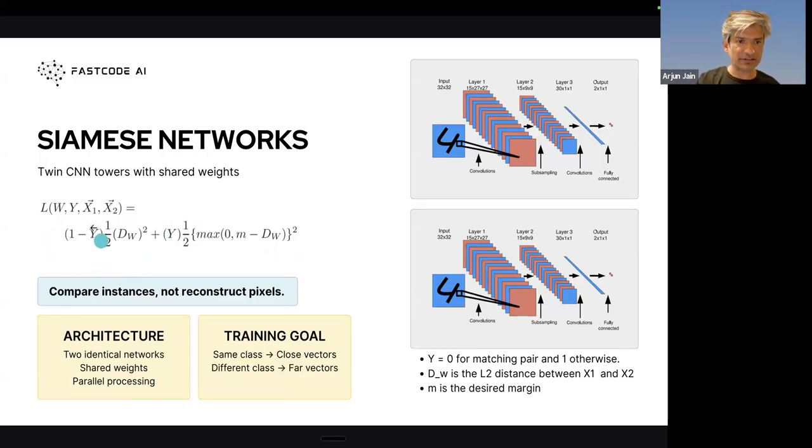But when they're of a different class, then we say y is equal to 1, and then this term becomes 0. And then this term, look what we're doing. We're saying the maximum distance, it has to be the maximum of 0, comma, m minus dw. So m minus dw is what? It is the radius of this margin m minus the distance between them. So essentially you're saying, okay, you only want to minimize this m minus dw.